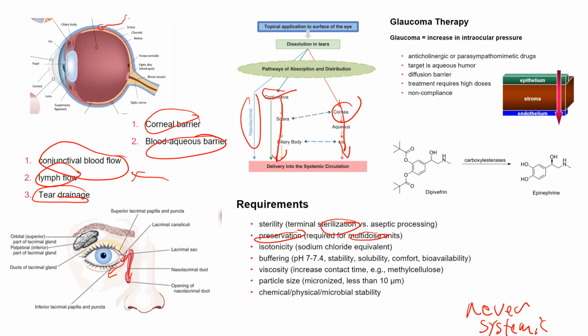Basic things: isotonic, right? It'd burn the eye otherwise. Buffering: you don't want to put acid or a strong base in your eye, it would blind you. You want the particles to be really small. You don't want clumps of stuff in your eye, especially because it'll clear easier, but it'll also be uncomfortable. Less than 10 micrometers is pretty standard.